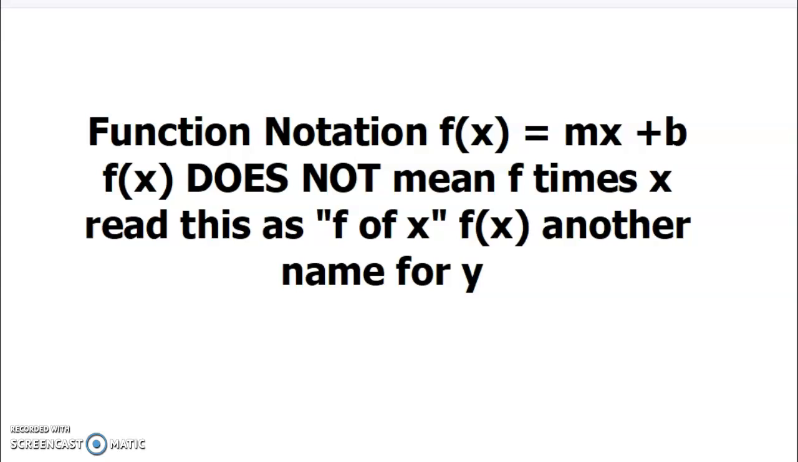We don't read this, so function notation is f and then parentheses x equals mx plus b. We read this as f of x. It does not mean f times x. I know in algebra and in math, we've learned that the parentheses represent multiplication, but when we're dealing with functions and it shows f parentheses x, or maybe it's going to show g parentheses x, that is read as f of x, which is just another way for what we're used to of using the name for y.